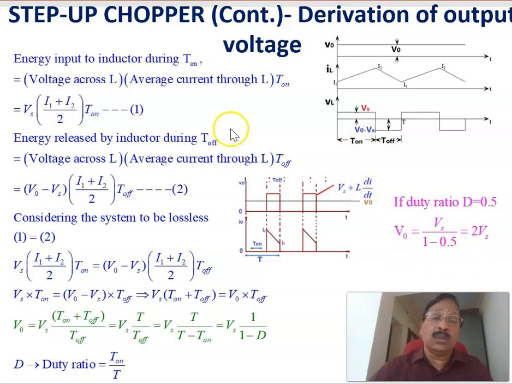Output voltage will be more than the input voltage, and that can be varied by using the duty ratio. The relation is that output voltage equals the source voltage Vs divided by 1 minus D, where D equals T on divided by T.